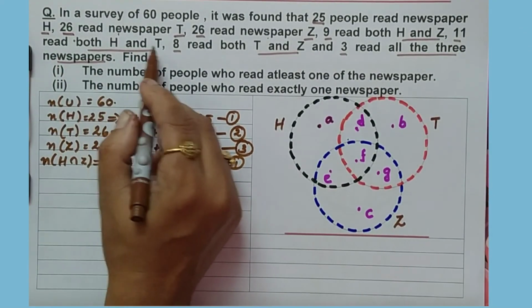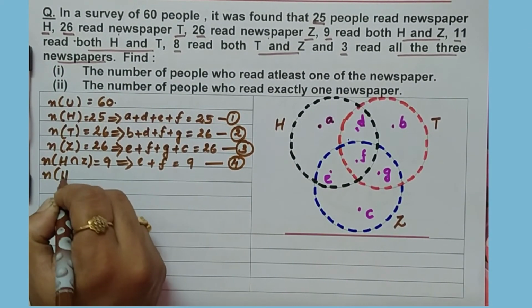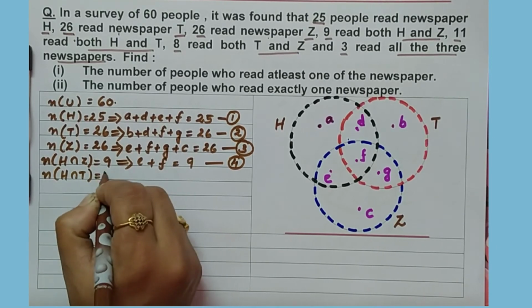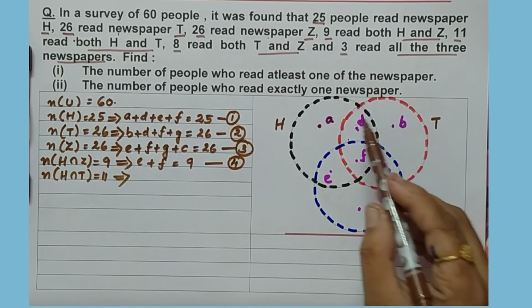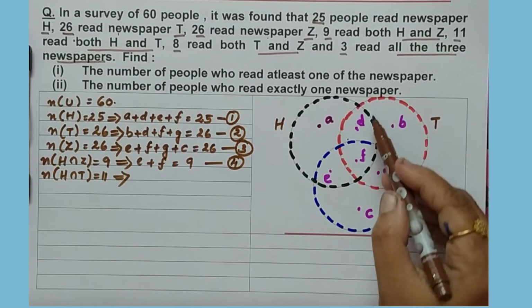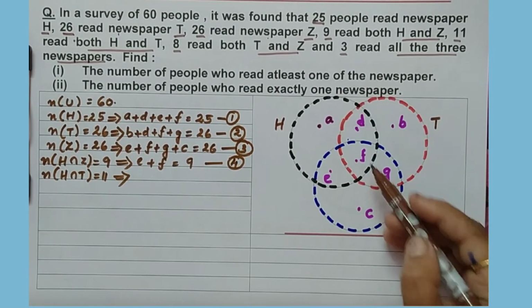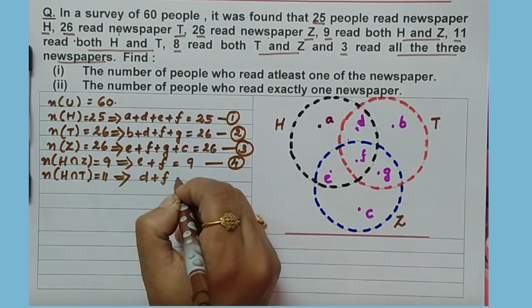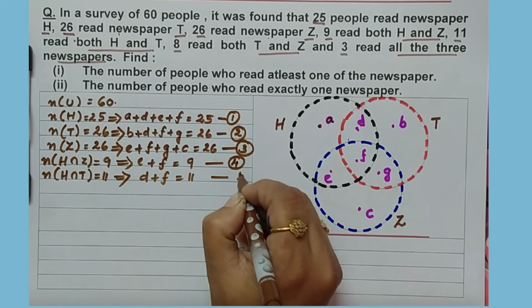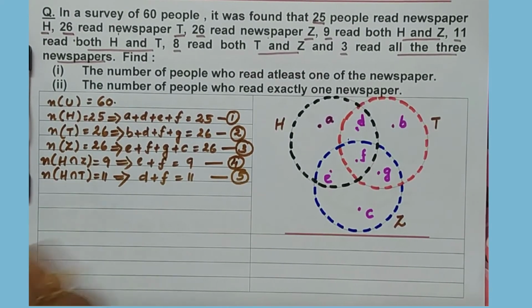Then 11 read both H and T. Both H and T equals 11. H and T is the region enclosed between the black circle and the red circle. Which are the elements? D plus F. D plus F equals 11. Equation number 5. Next statement.